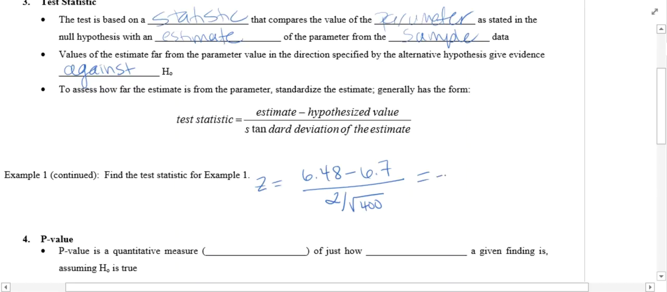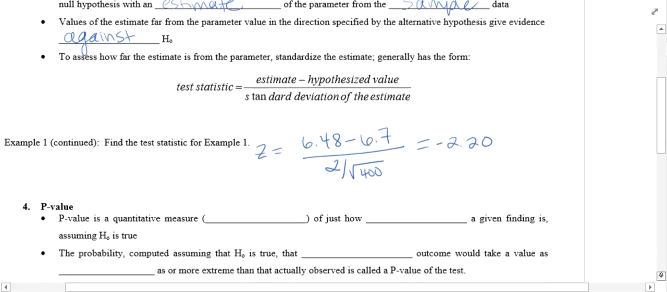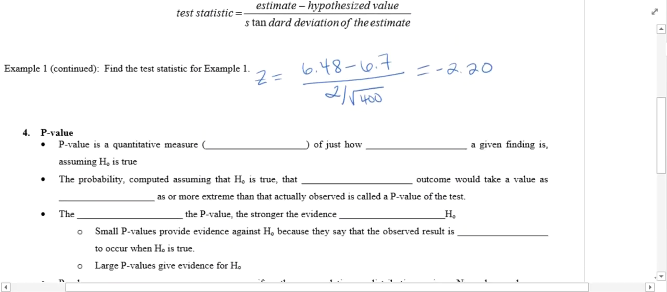Okay, so here you should get negative 2.20. If you have calculator issues, go ahead and pause this and talk with your neighbor.